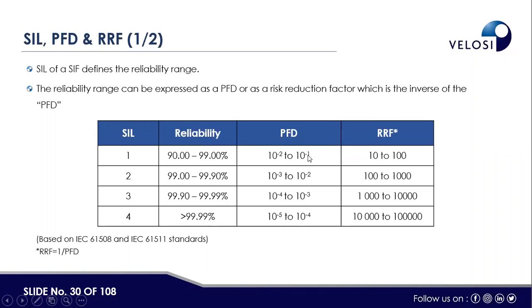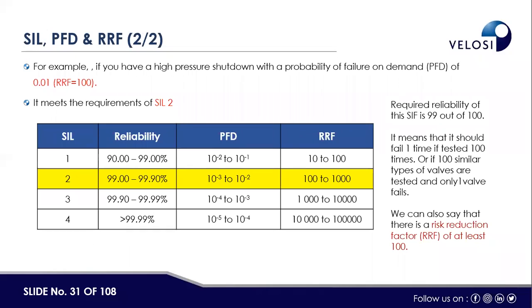And similarly, it means 1 out of 10, 1 out of 100, 1 out of 1,000, and 1 out of 10,000. So this is a normal definition of SIL in accordance with the IEC 61511 standard. For example, if you have a high pressure shutdown with a probability of failure on demand, which is called PFD, basically 100, or PFD is 0.1, so it will come under SIL level 2.